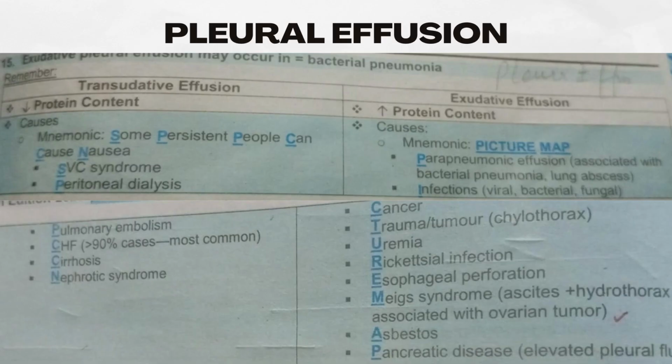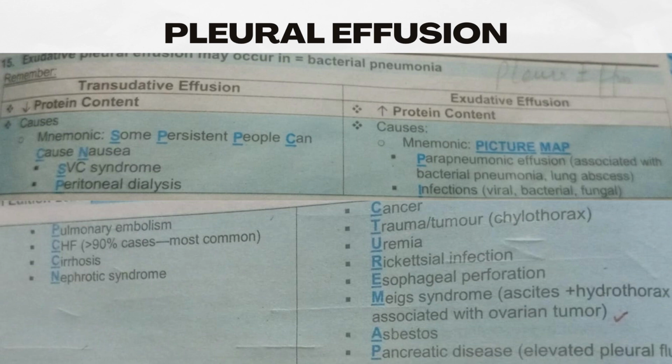Let's talk about pleural effusion now. There are two types of pleural effusion: one is a transudative effusion and the other is the exudative effusion. In transudative effusion the protein content is less, whereas in exudative effusion the protein content is more. There are mnemonics to remember the causes.